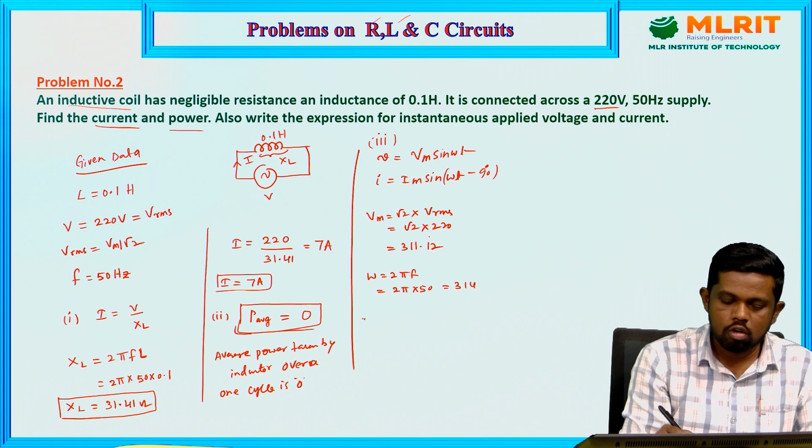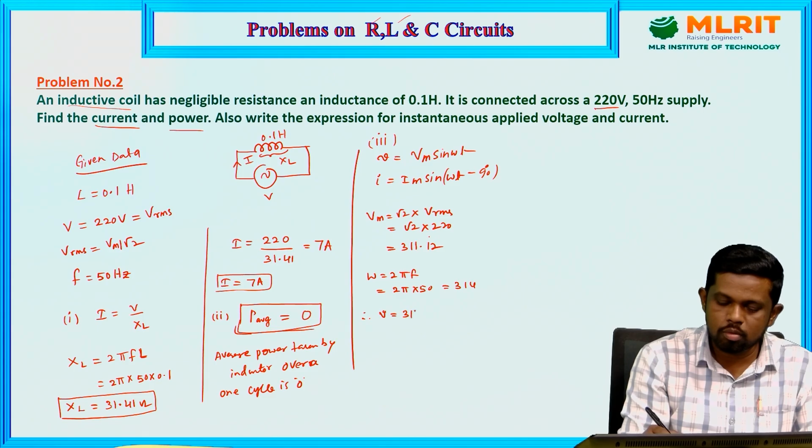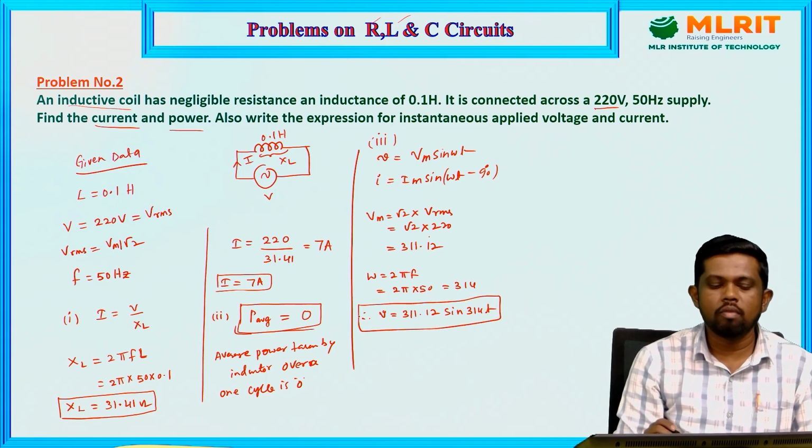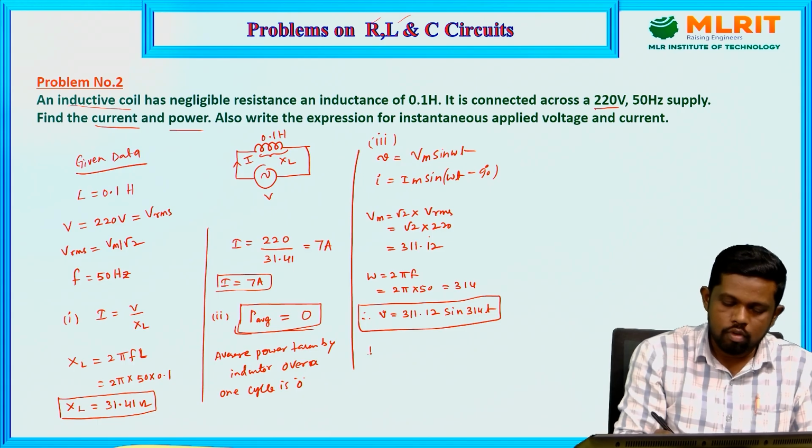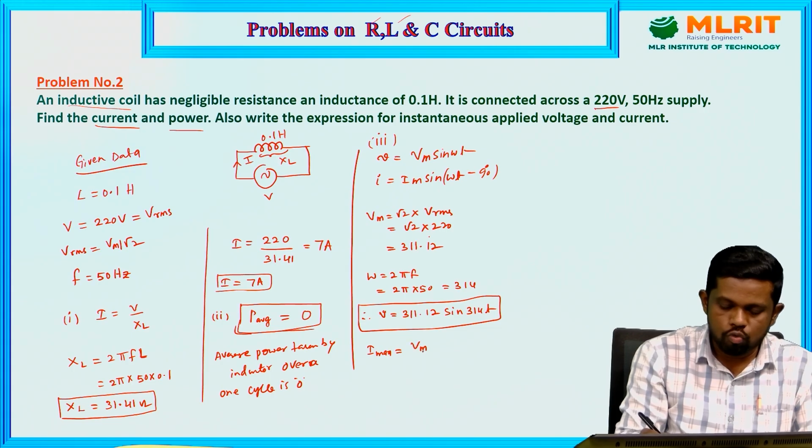Therefore small v equal to, every instantaneous value we can mention in terms of small letters, 311.12 sine of 314t. So this is the instantaneous value of voltage. Now we need to find the instantaneous value of current. So we will find the I max or I peak value. I max or I amplitude equal to Vm by XL. We have already determined the formula of this one.